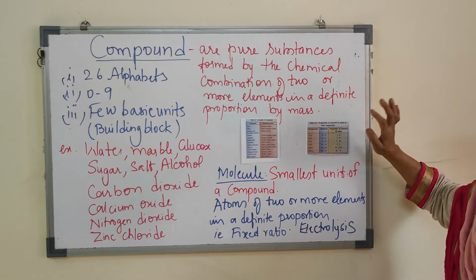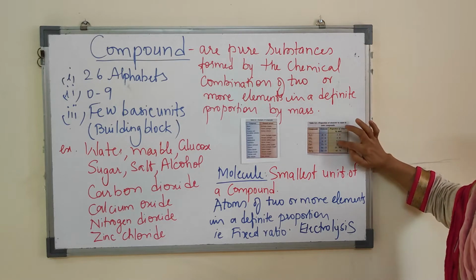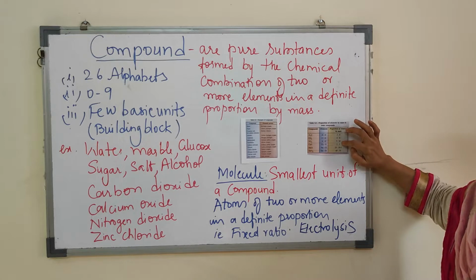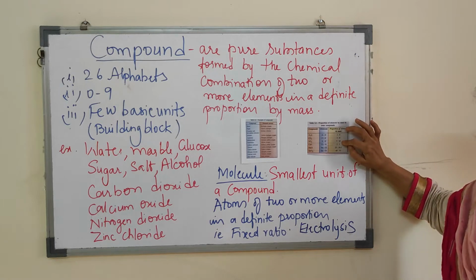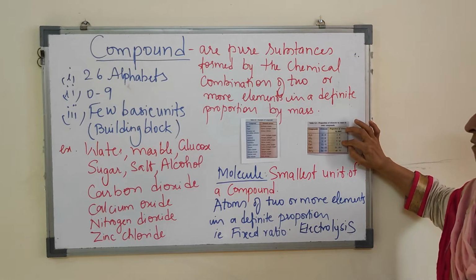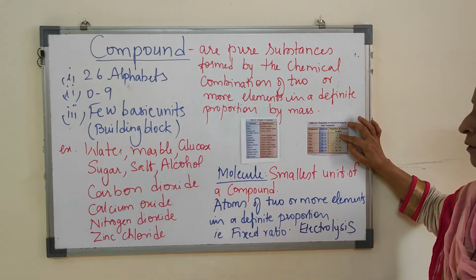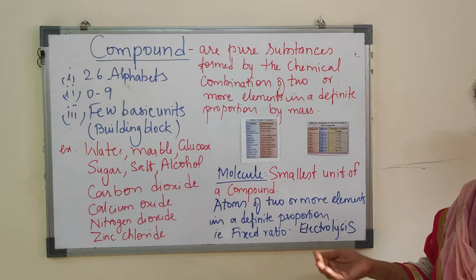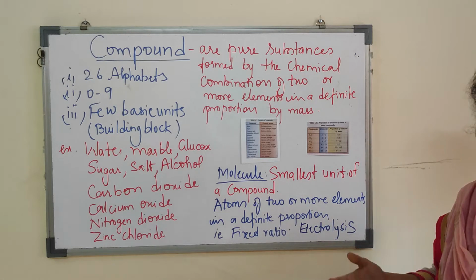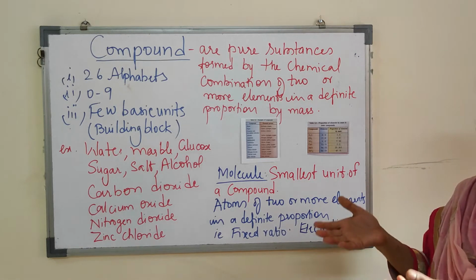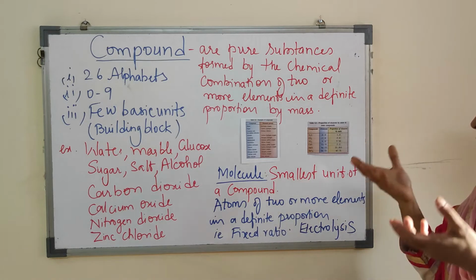Nitrogen dioxide, nitrogen and oxygen, in 7:16. I hope you understand what ratio and proportion is. That is, in definite proportion: 1 part hydrogen, 8 parts oxygen. That is by weight. Now it's very difficult for us to weigh. The scientists will weigh. They have weighed and seen the difference in weight.